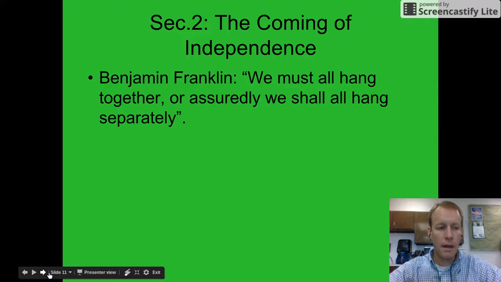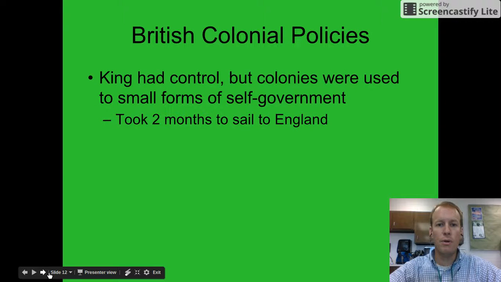So independence started to come gradually at first. Benjamin Franklin famously said, "We must all hang together, or assuredly we shall all hang separately," meaning if we do not unite against the tyranny of Great Britain, we will be defeated and we will all be killed, captured, executed, what have you.